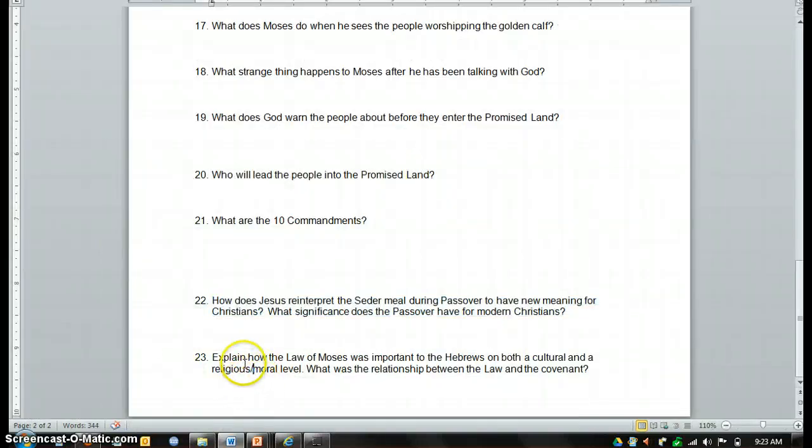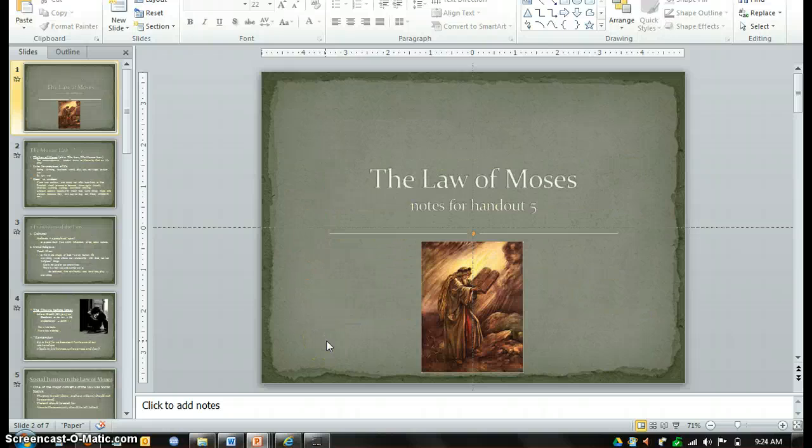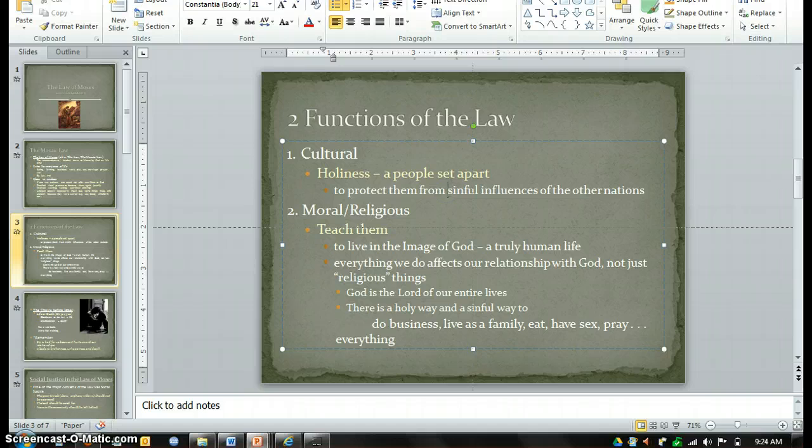Now, number 23: explain how the law of Moses was important to the Hebrews on both a cultural and a religious moral level. What was the relationship between the law and the covenant? On a cultural level, this law had some strange rules about what they were supposed to wear and how they're supposed to eat, and fasts and not working on certain days and things like that. Basically, it was just supposed to make them culturally different from the nations that surrounded them, to insulate them from the sinful influences of other nations. So when they get captured by Babylon, they have this really strange culture, so they don't follow the Babylonians, and they're able to stay culturally Hebrew.